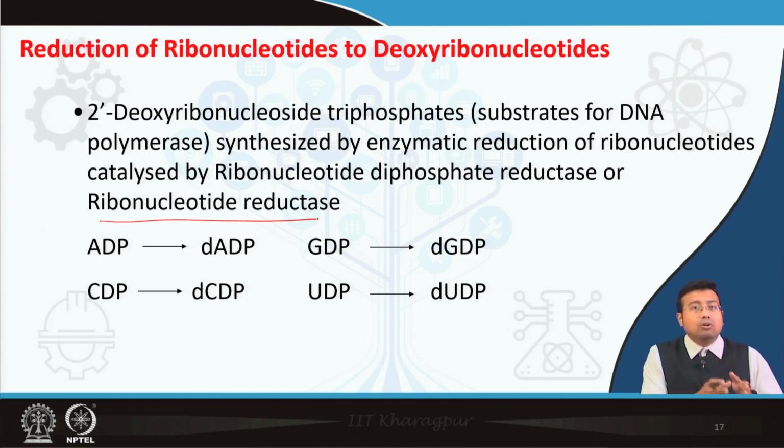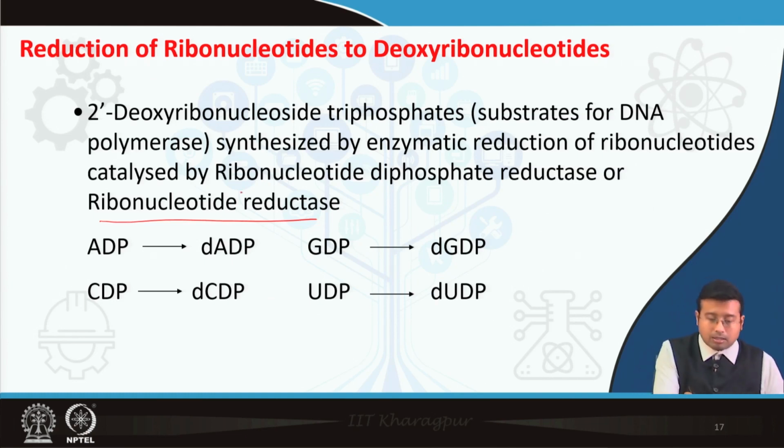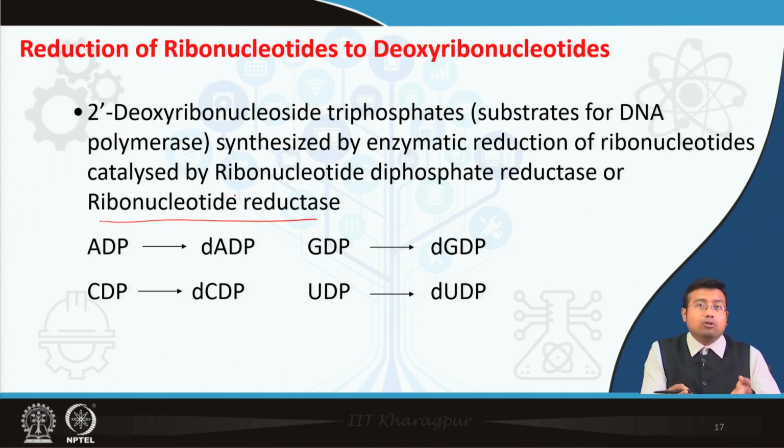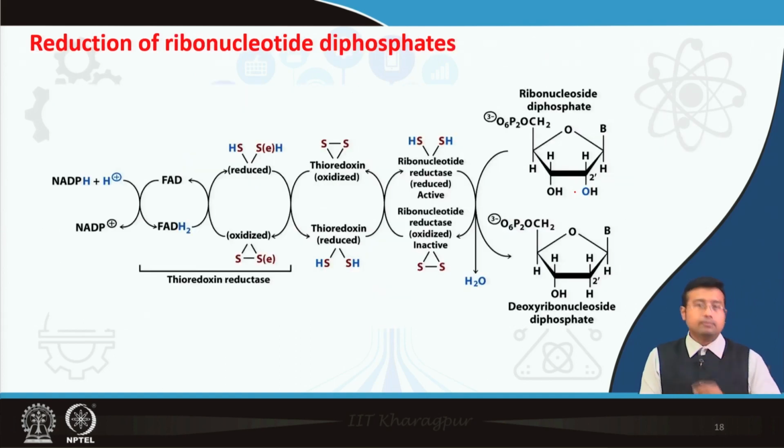Mind it, nucleotides are reduced in diphosphate form only by this enzyme. So ADP is converted to deoxy ADP, CDP to deoxy CDP, GDP to deoxy GDP, and UDP to dUDP. All right. This concept should be very clear. Diphosphates are the substrate for ribonucleotide reductase. That is why this enzyme is also referred to as ribonucleotide diphosphate reductase or RDR. All right, diphosphate, very important.